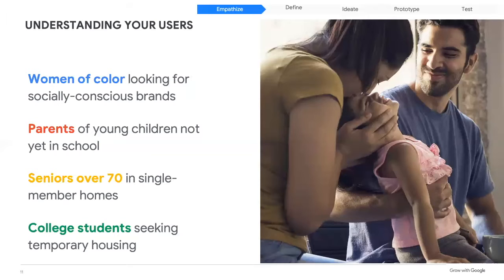Let's say your product or service is for seniors who live alone. That would refine your marketing efforts to seniors over 70 and single-membered households. Lastly, let's look at Latinx college students as a potential user group. Latinx students make up a large group, but maybe you're offering temporary housing to college students. So instead, you should focus your efforts on Latinx students or their parents seeking temporary housing near universities in a specific geographic location.